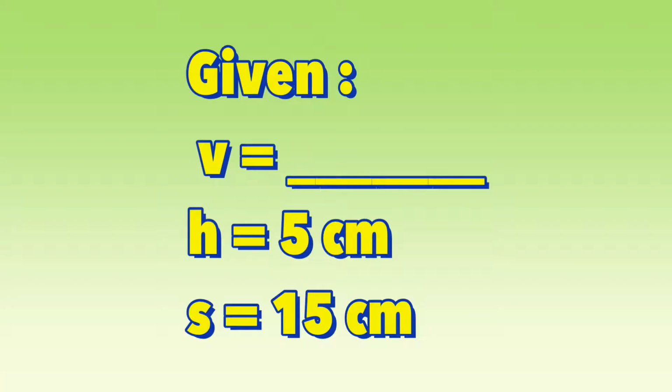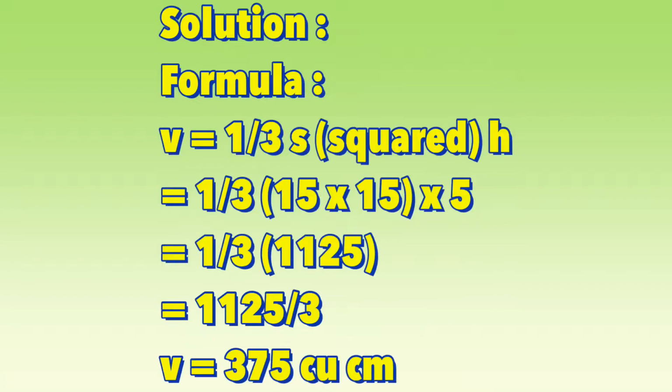Okay, the next problem is number 3, which the given is volume equals, height equals 5 centimeters, the square base side equals 15 centimeters. So in this situation now, since the given is the square base, we can assume that the pyramid is a square pyramid.